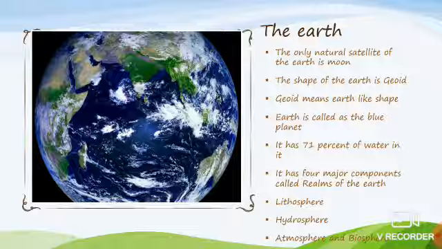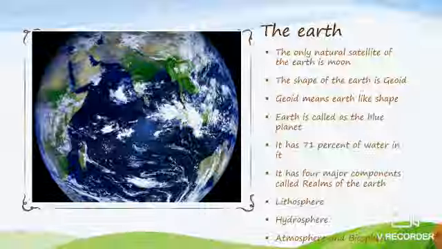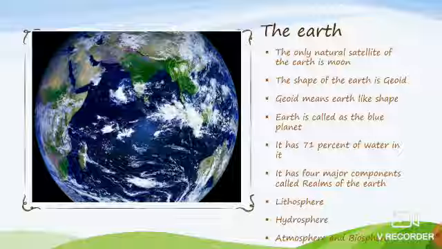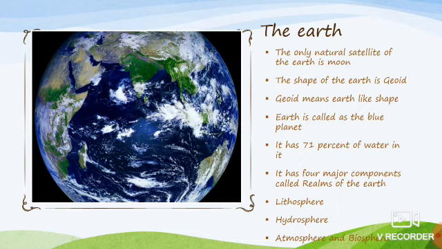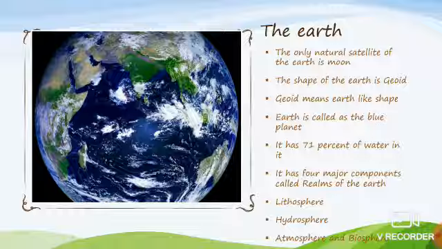The only natural satellite of the Earth is the Moon. From outer space, the Earth appears blue because two-thirds of its surface is covered by water. It is therefore called a blue planet. It has four major components called realms of the Earth, that is lithosphere, hydrosphere, atmosphere and biosphere.